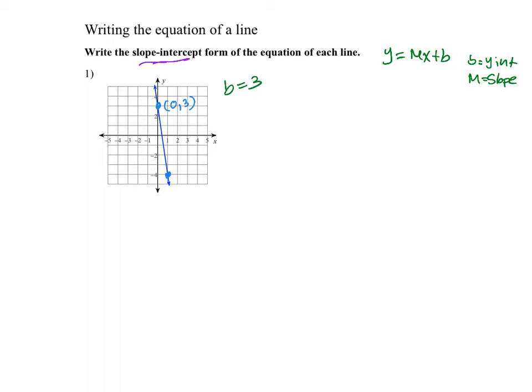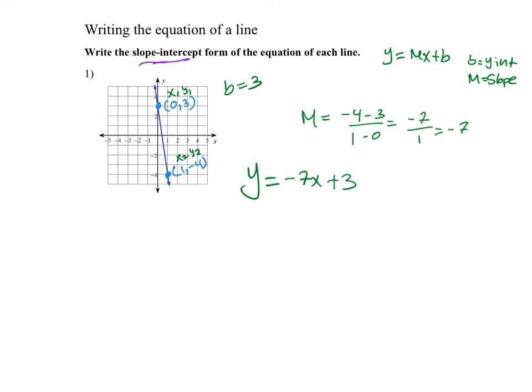Now I have to find the slope. So this point over here is (1, -4). So my slope, m, equals, so x1, y1, x2, y2: -4 minus 3 over 1 minus 0. So -7 over 1 equals -7. So my equation is y equals -7x plus 3.